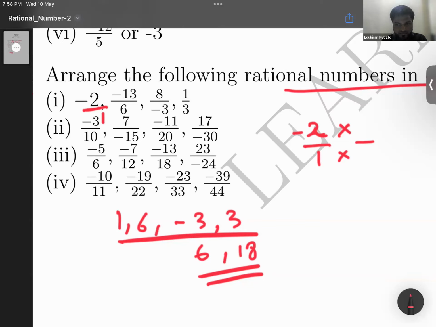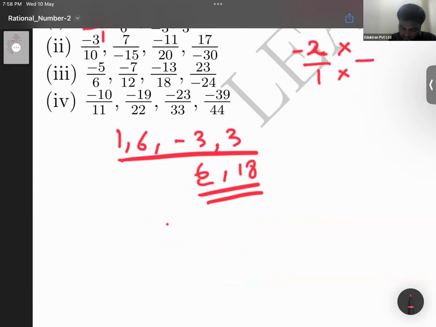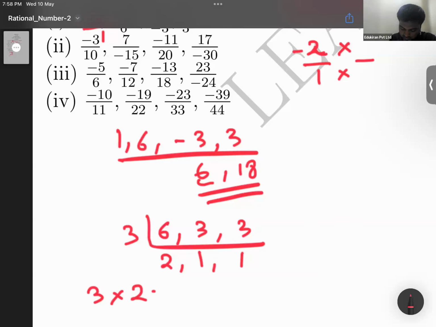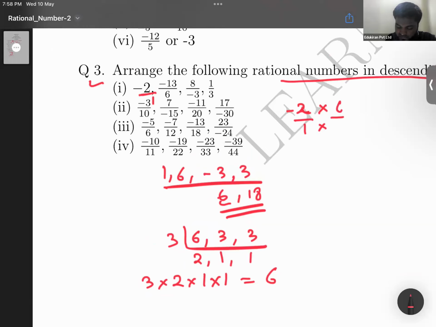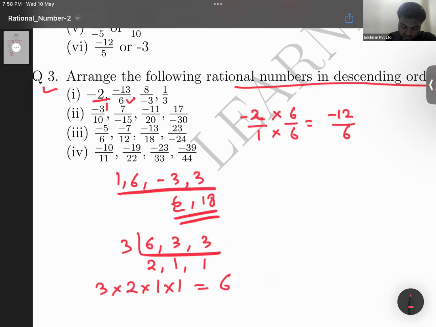Yes, the LCM is? Yes, the LCM is 6, right? Yes. 6, 3, 3. Okay, so it gives you 6. Okay, so we have to multiply the numerator and denominator by 6. So it becomes minus 12 upon 6. Right. The second value, its denominator is already same. Okay, it is minus 13 upon 6 and minus 8 upon 3.